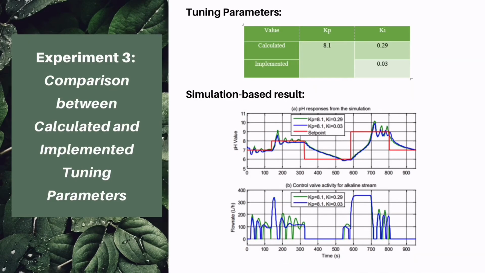In experiment 3, a comparison between calculated and implemented integral gain value is conducted. This simulation graph shows that when the integral gain value is 0.29, the pH responses demonstrated a slightly higher overshoot and longer settling time. However, the offset is relatively smaller as well. This experiment proves that the larger the Ki value, the pH responses become more aggressive, display larger overshoot, increased settling time, and better at eliminating offset.